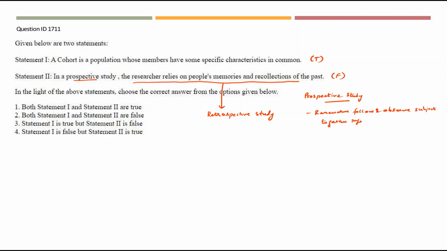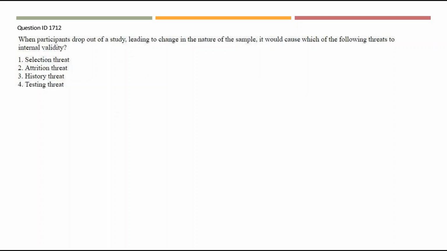The researchers follow and they observe to gather information. Here, if they rely on people's memory and recollections of the past, it is retrospective study. That's why we are marking statement 2 to be false. Option number 3, statement 1 is true, but statement 2 is false will be the right answer. Next question, when participants drop out of a study, leading to change in the nature of the sample, it would cause which of the following threats to internal validity?